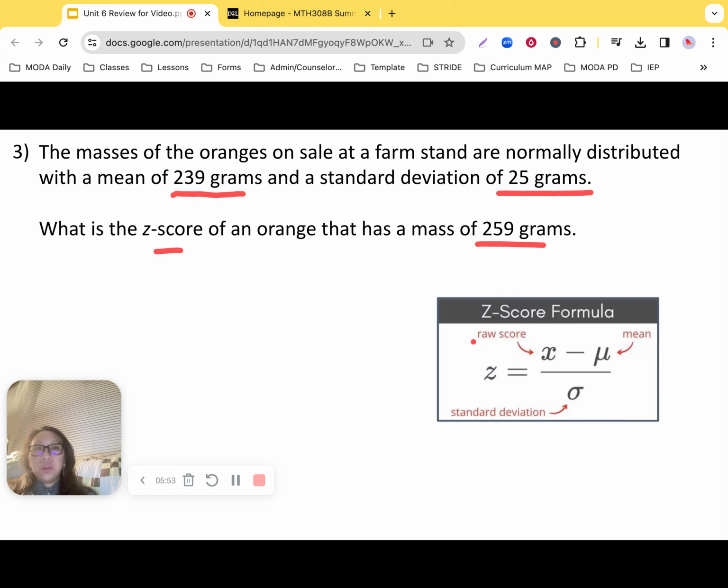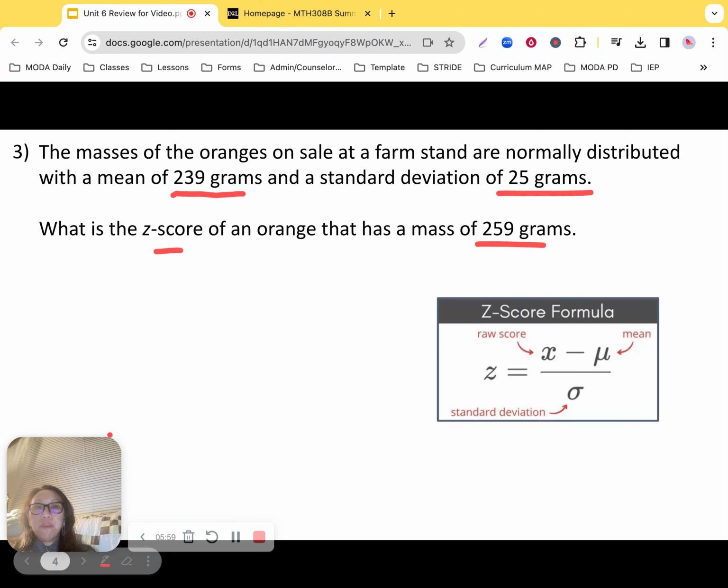What we're going to do here is use the z-score formula. Given the information right here, our raw score is 259. So we are just going to use that formula. The z-score is equal to our raw score, which is 259, minus mu, which is the mean.